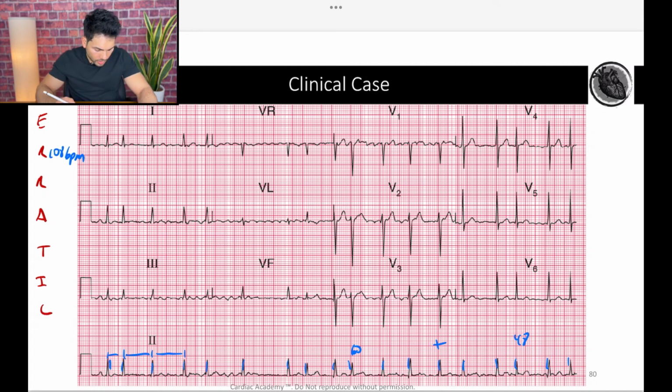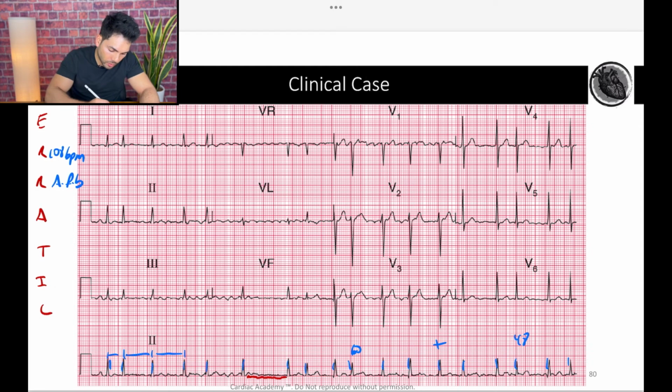Then rhythm. Do we have any P waves? Actually, we don't. What we have is fibrillation waves, right? Right here, fibrillation waves. So no P waves, irregular rhythm, fibrillation waves. What do we have? A.Fib, right? So let's write it here, A.Fib.